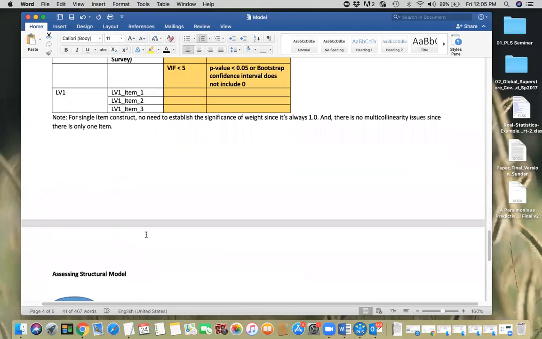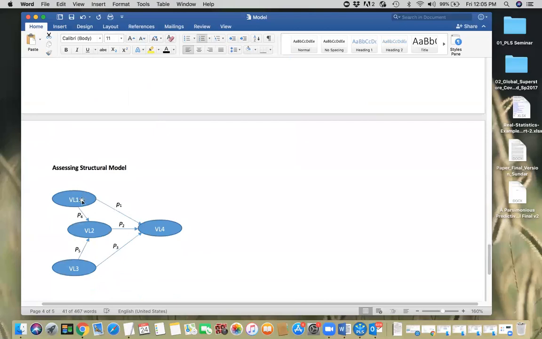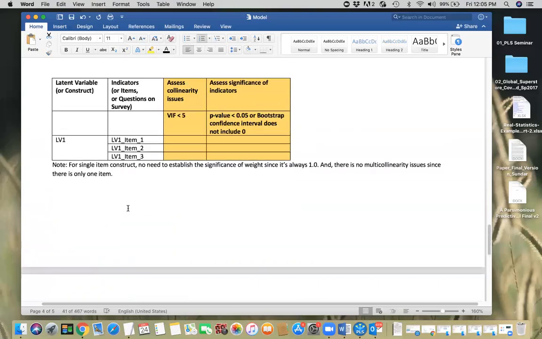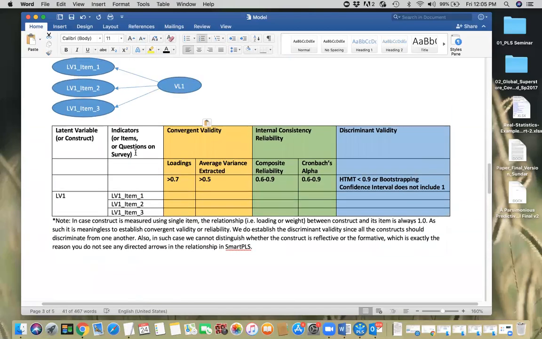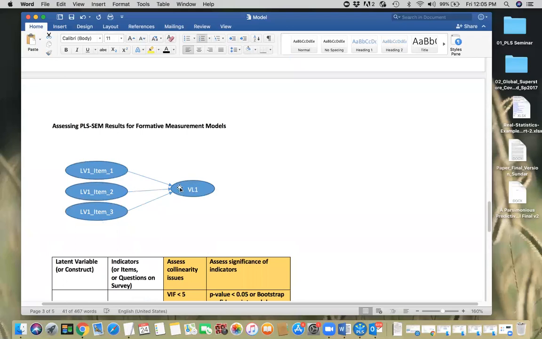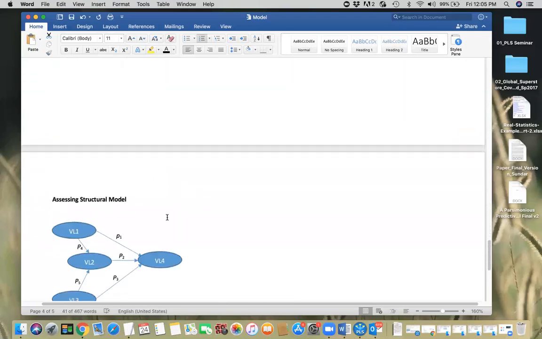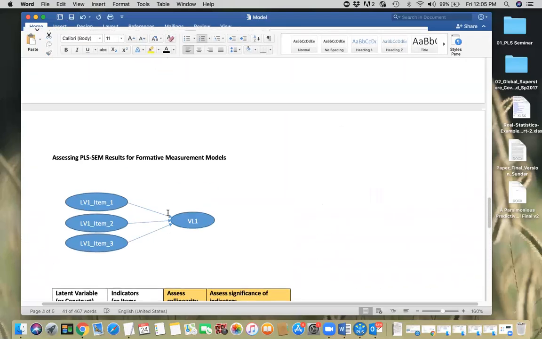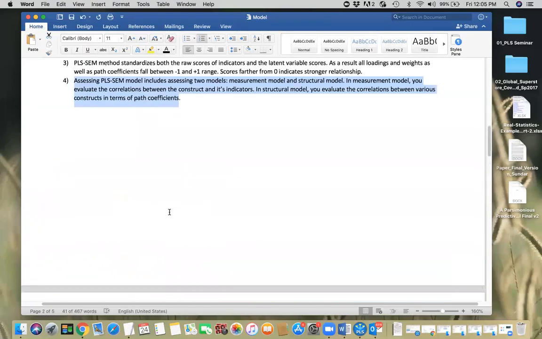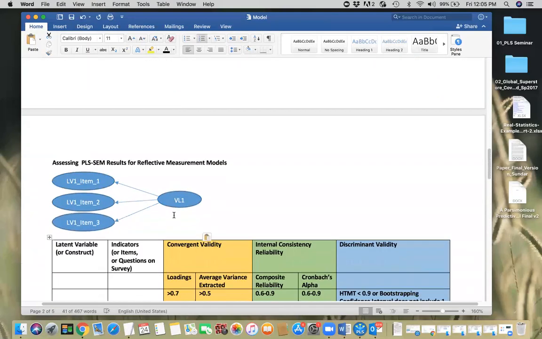And in terms of structural model, this is like a structural model where we have many different latent variables, and we are assessing the interrelationship between them using the path coefficient. This is the third step as such. The first step is, if you have reflective, we're going to assess the reflective measurement model, then formative measurement model, and then we're going to assess the overall structural model. So that's going to be the focus here. Okay, with that, I'm going to get started here.